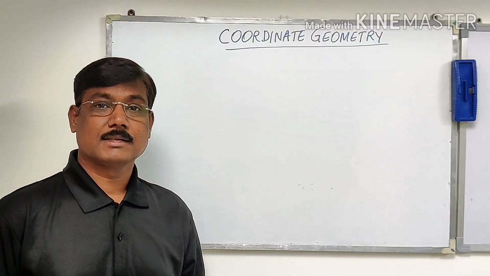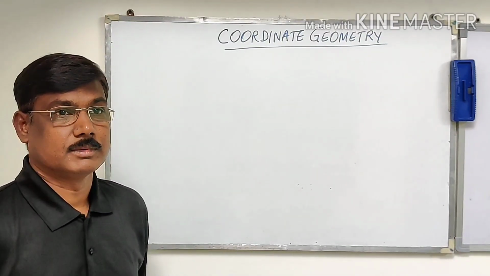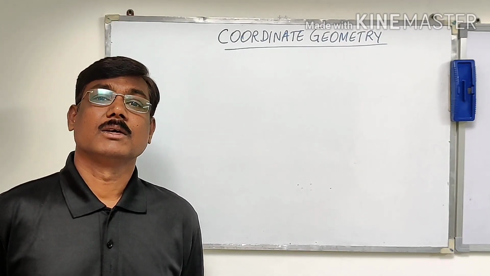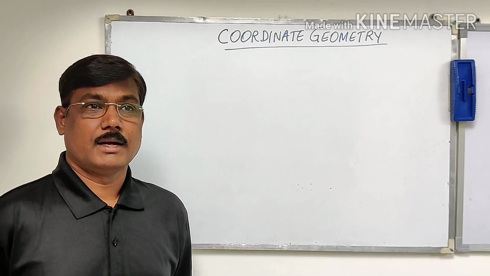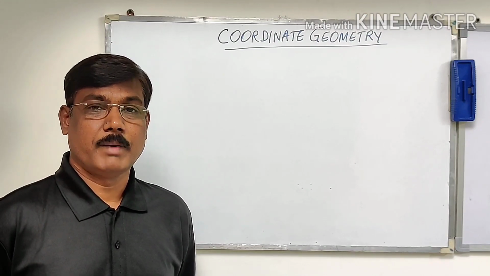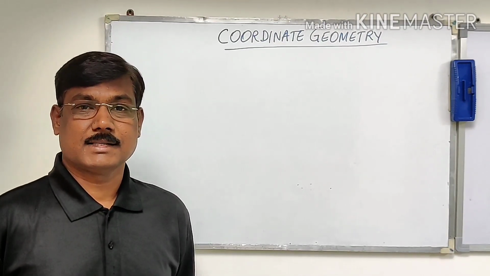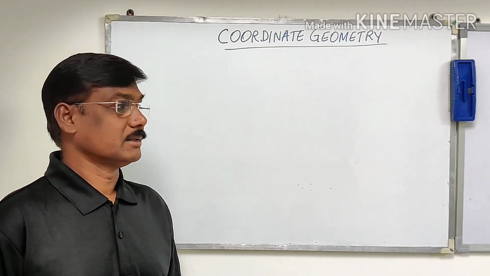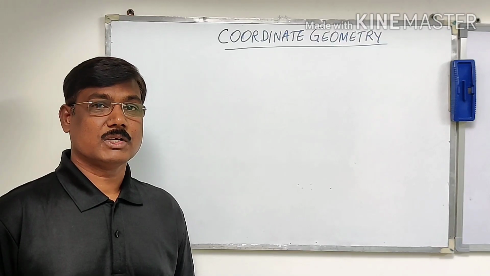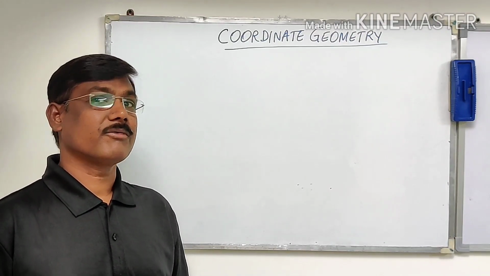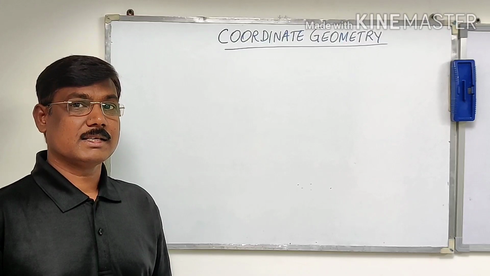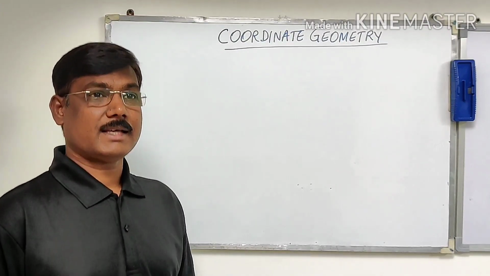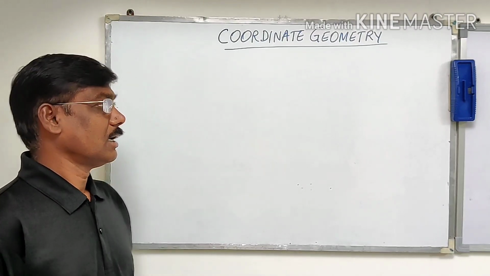So in the last class we reviewed, we discussed what is meant by coordinate geometry and coordinate plane or coordinate axis, etc. Coordinate is nothing but a point, and the location of a point is given in terms of coordinates, and that is given with reference to two axes, x and y axis.